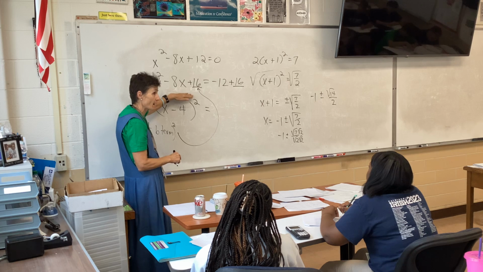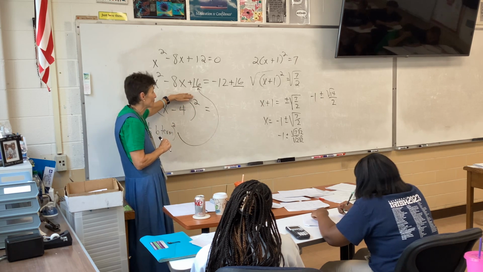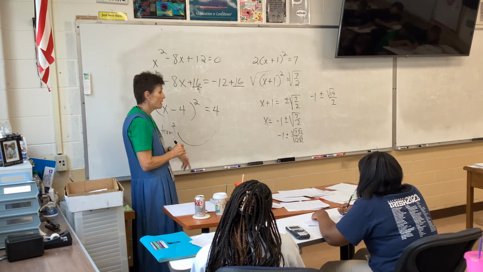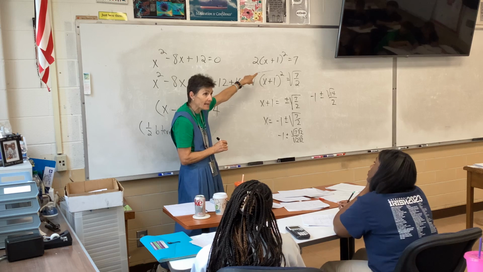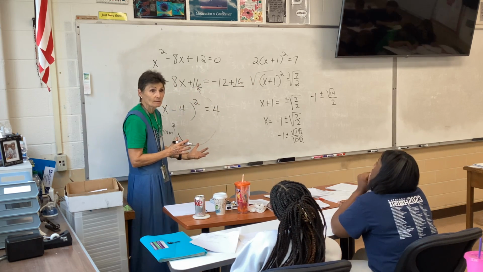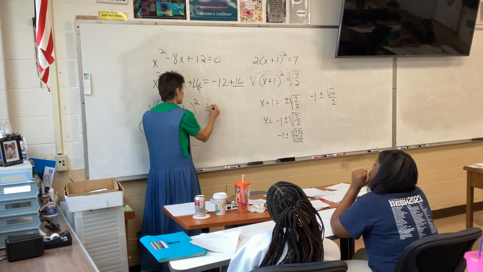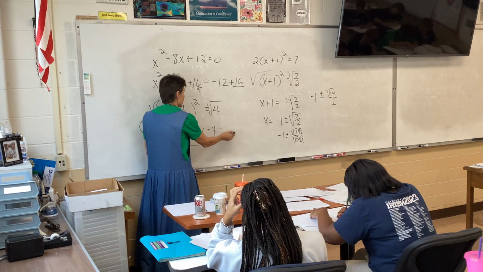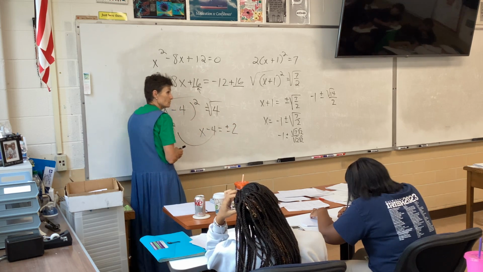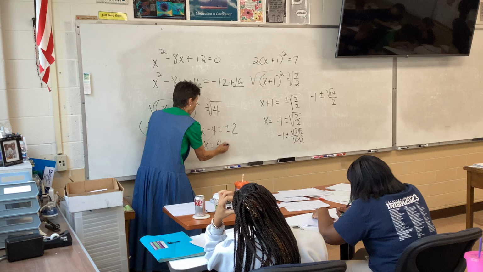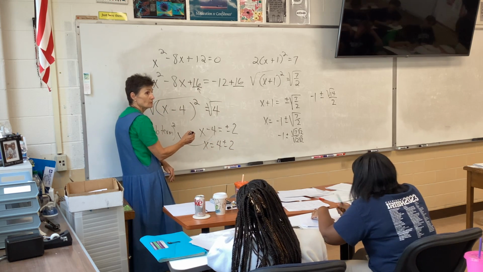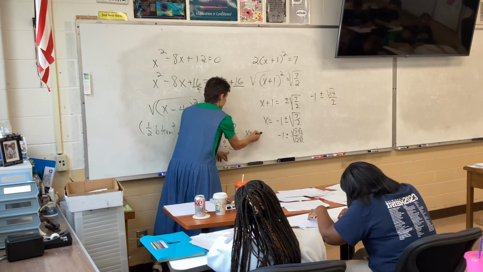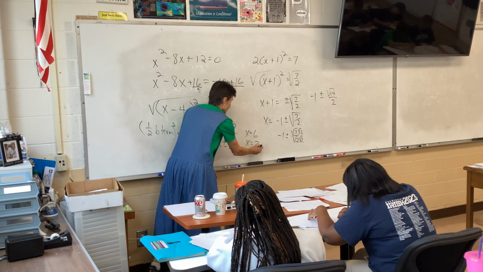If you factored this guy, x minus 4, equal to 4. That equation looks just like that one, only it's easier. We're going to take the square root of both sides. So x minus 4 equals plus or minus 2. Oh, hang on. So x equals 4 plus or minus 2. So my answers are 4 plus 2, 6, 4 minus 2, 2.